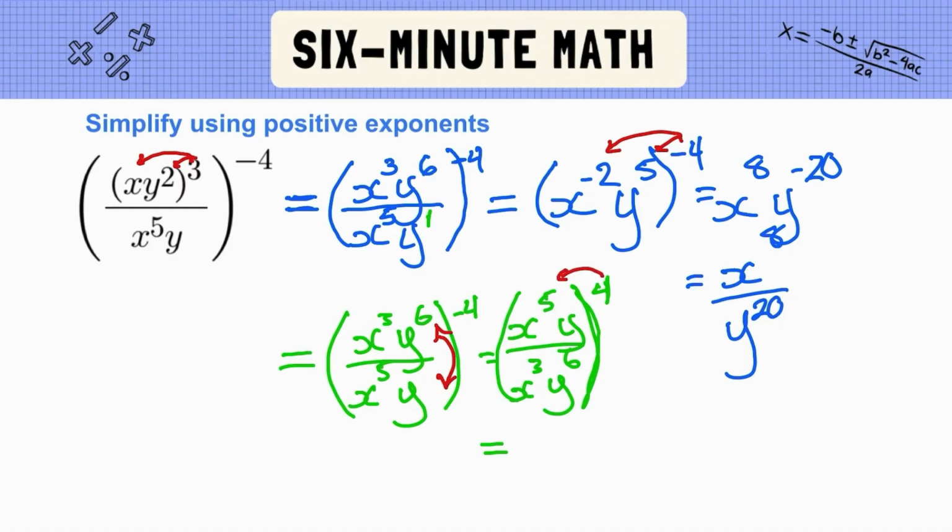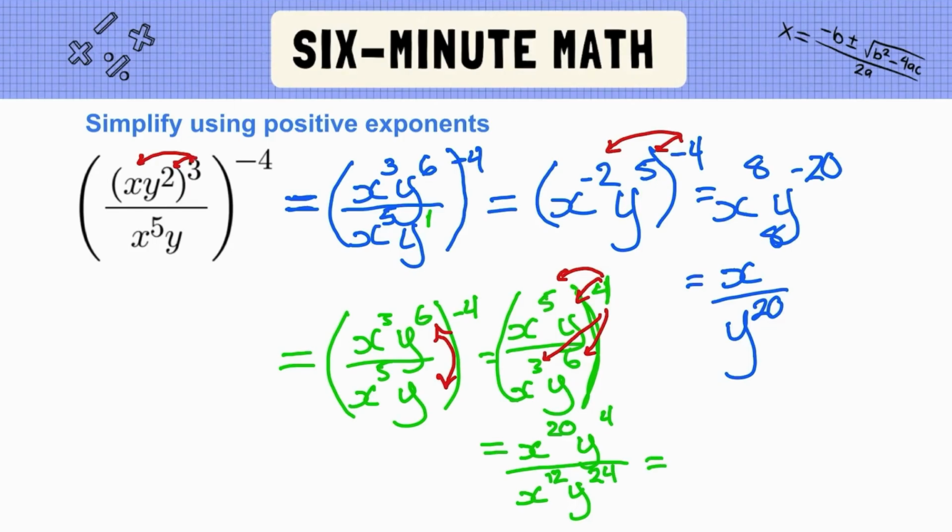I'm actually going to multiply this 4 into all my terms just to show you that no matter how you do your exponent laws, as long as you do them properly, you will get the same answer. 5 times 4 is 20. So I'm going to have x to the 20, y to the power 4. All of that is over 3 times 4 is x to the 12. And 6 times 4 is y to the 24.